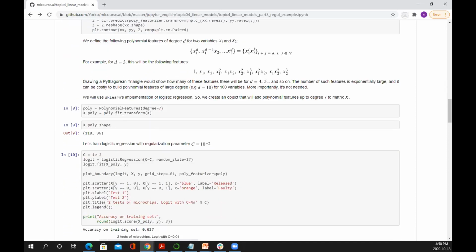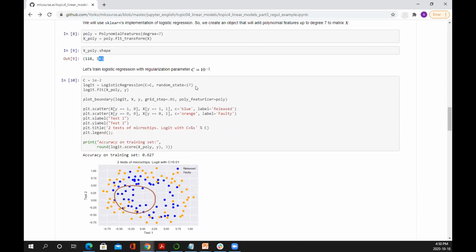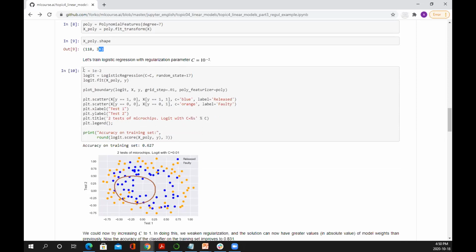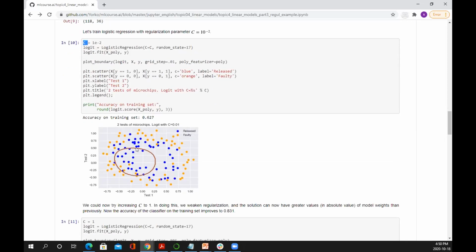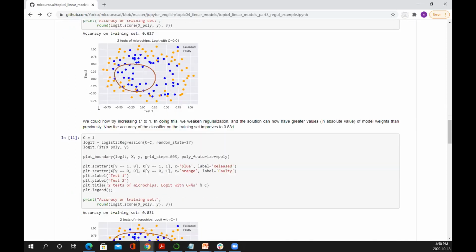If you go here, we applied polynomial features and set a degree of 7. The polynomial feature shape is 118 by 36. This is where we apply logistic regression. The regularization parameter is C. First we apply 0.01, and then we go a bit higher, to 1, and then to 10,000.